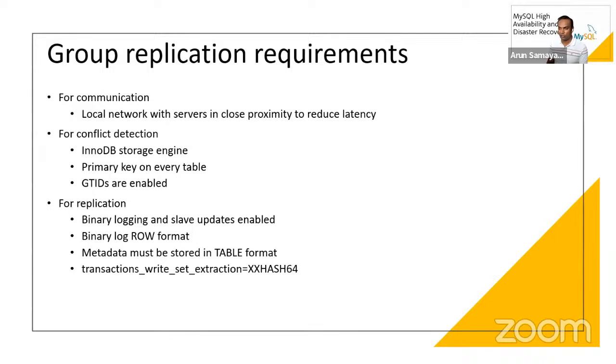And the GTIDs, the global transaction IDs, need to be enabled, and those act as the transaction identifiers as part of the replication topology. In addition, we need to make sure binary logging and the slave updates are enabled, and also the binary log row format. Metadata must be stored in a table format, and these are the other requirements that you would consider for replication. Next.